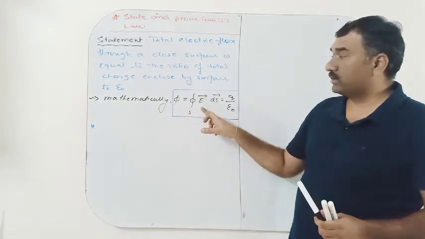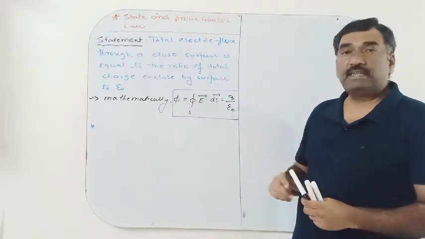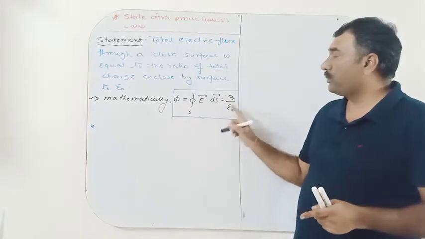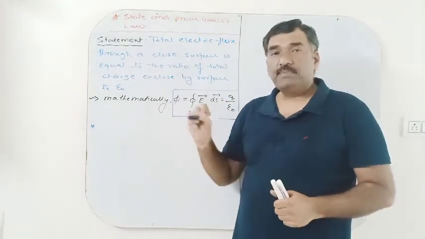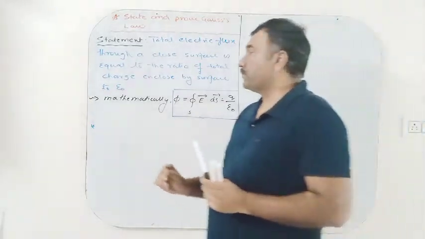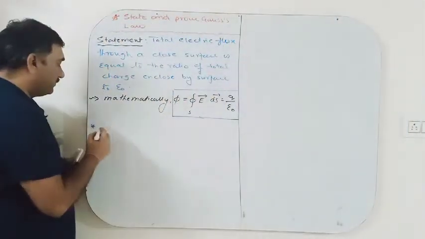of E dot ds, which is equal to q upon epsilon 0. So what is the simple flux? Phi is equal to the surface integral of E dot ds, equal to q upon epsilon 0, and this sphere represents a closed surface.